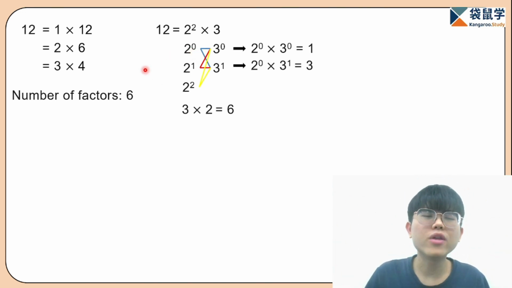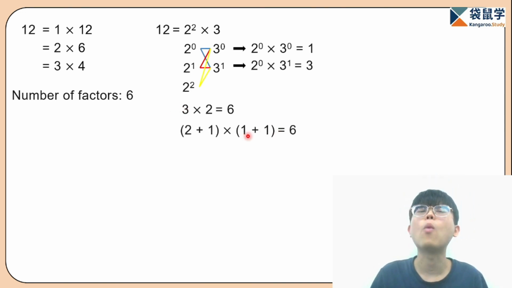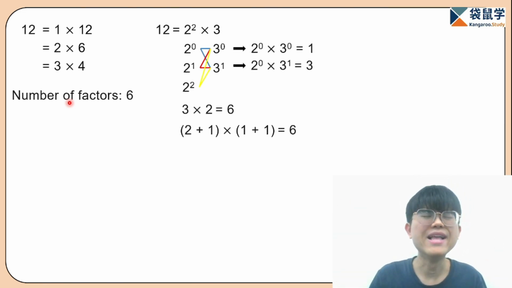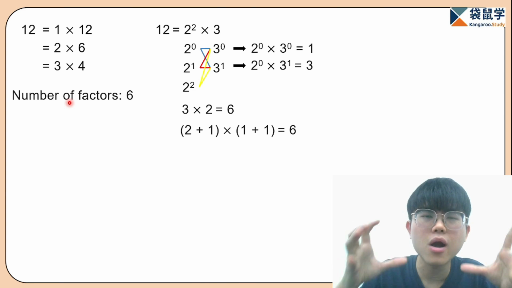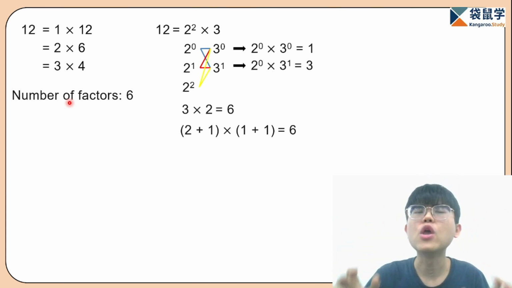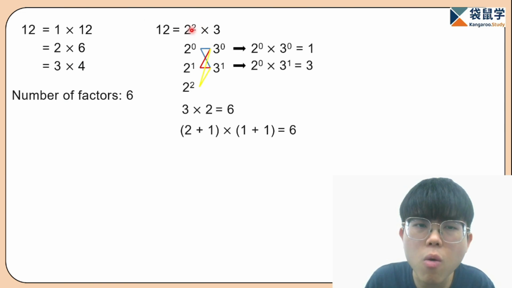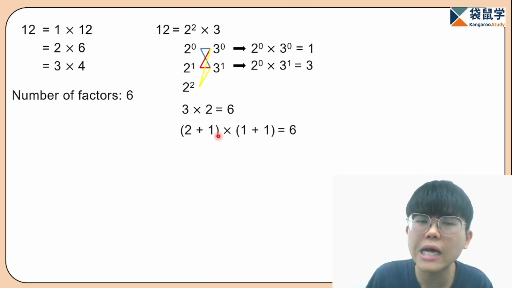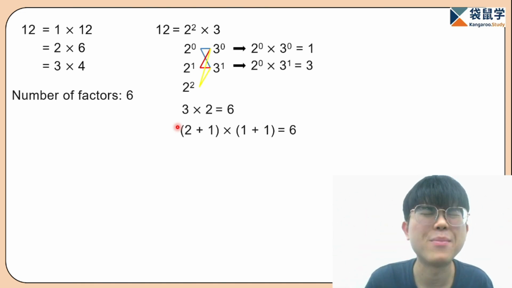So for the 3 here, it can be rewritten as 2 plus 1, and we can rewrite the other as 1 plus 1. And we got 6 as the number of factors. So everybody can see that to calculate the number of factors, first thing first, do the prime factorization, and next, observe the power of your prime factor. What you have to do is just add 1 to each power and then multiply together. You will get the number of factors.